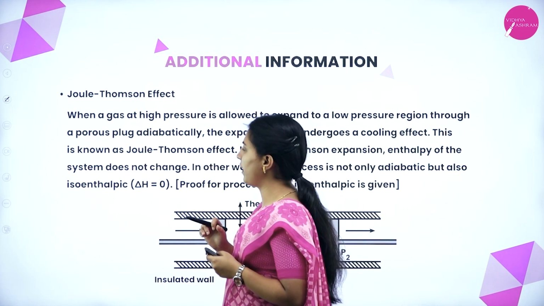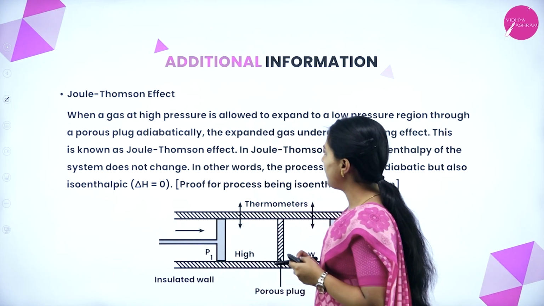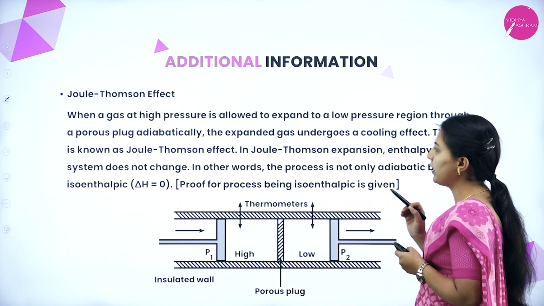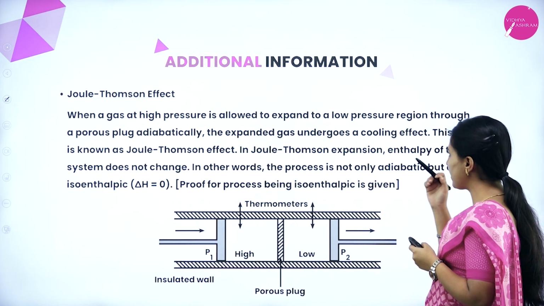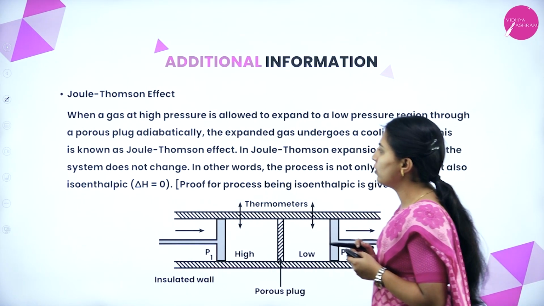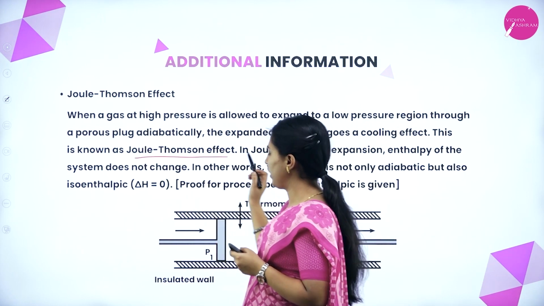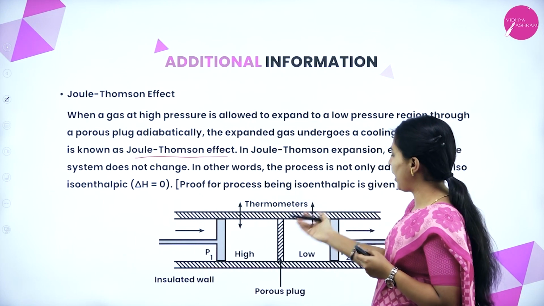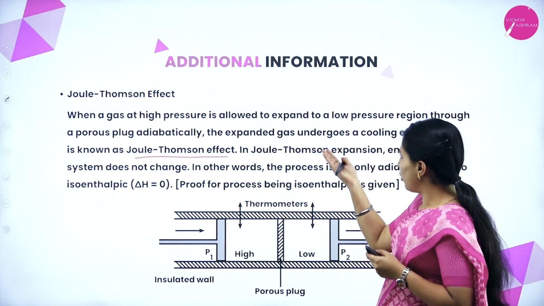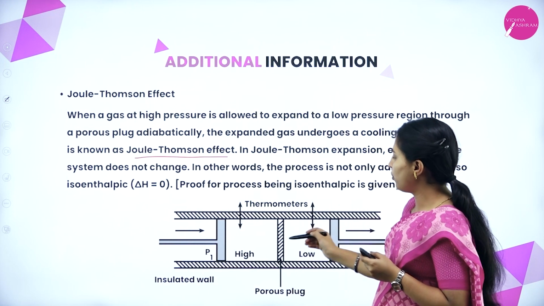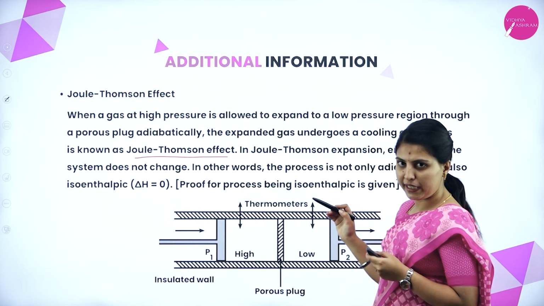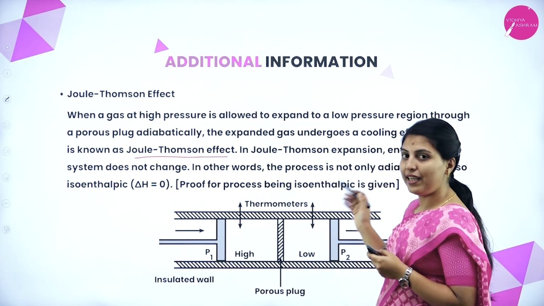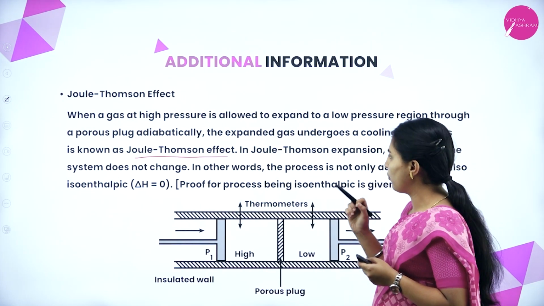This is the Joule-Thomson effect. When a gas at high temperature is allowed to expand to a low pressure region through a porous plug adiabatically, the expanded gas undergoes a cooling effect. This is known as the Joule-Thomson effect. Means from a high pressure to a lower pressure, the gas is expanding through a porous plug adiabatically, that gas will undergo a cooling effect, correct? That effect will be called the Joule-Thomson effect.